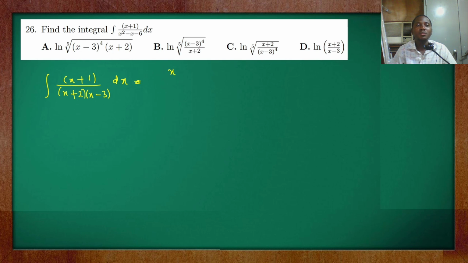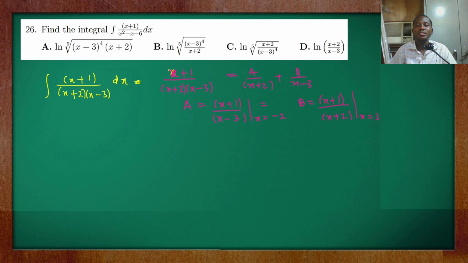So that means we have x plus 1 over x plus 2, then x minus 3. So say A over x plus 2, then plus B over x minus 3. Now the trick here is that for you to find your A and B, for you to find your A, you pick x plus 1 over x minus 3, then you substitute x to be minus 2. This will give you the value of A. Then for you to get the value of B, you pick x plus 1 over x plus 2, then you substitute your x to be 3, then you get the value of your B.